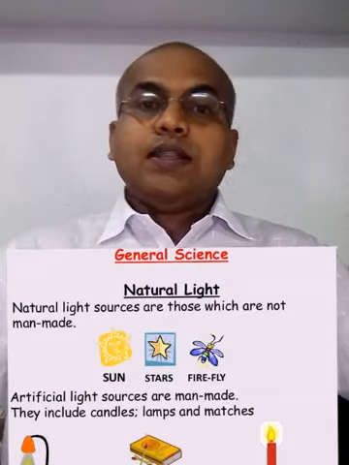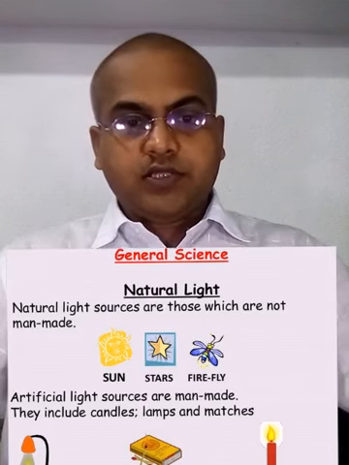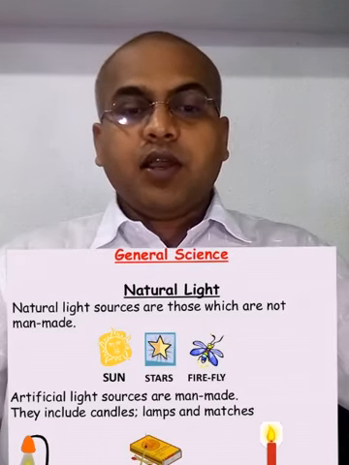Now today we will discuss shadows. Shadows are formed when an opaque object comes in the path of light, and this opaque object blocks the way of light and it forms the shadow. To understand shadows, we will perform some activity, like activity number 2.